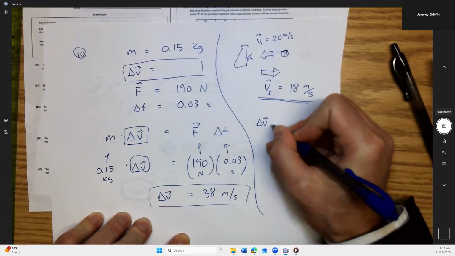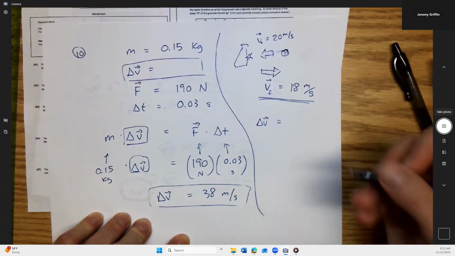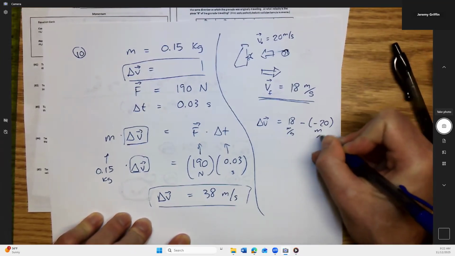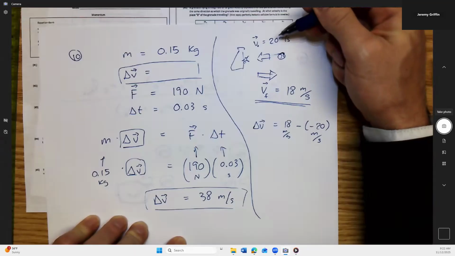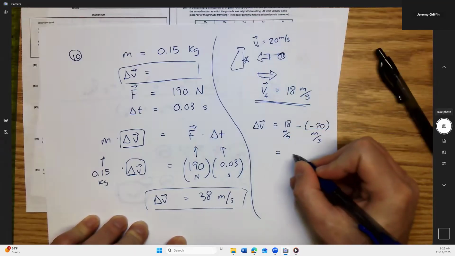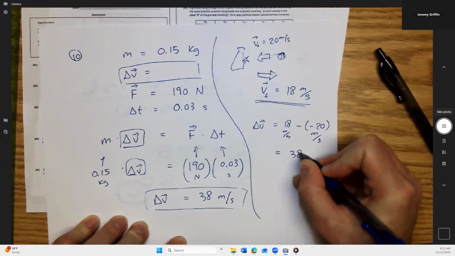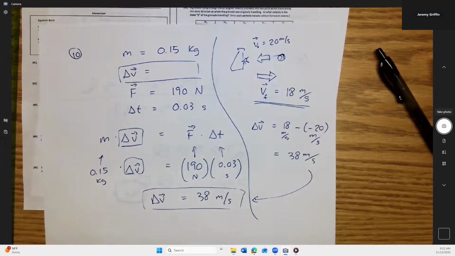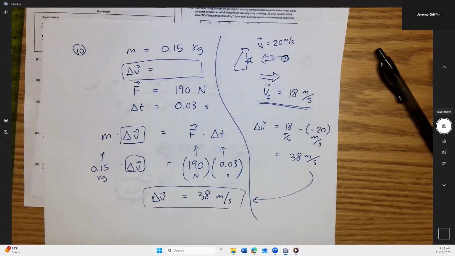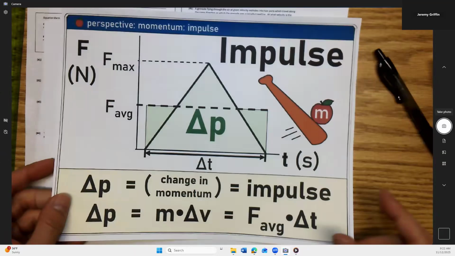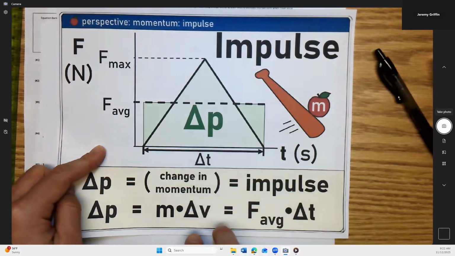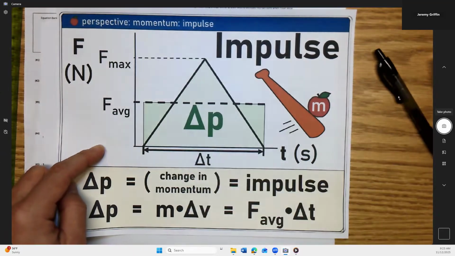Because, guys, delta V. Keep in mind there was a direction change. It's going to be 18 meters per second minus negative 20 meters per second. There's a sneaky hidden negative right here, isn't there? There's a sign change. That is the same thing as 38 meters per second, which aligns with that right there. You guys get that? And if you see a force versus time graph, you know you could just find the area under the curve, and that could also take the place of the symbols right here. You get that too?